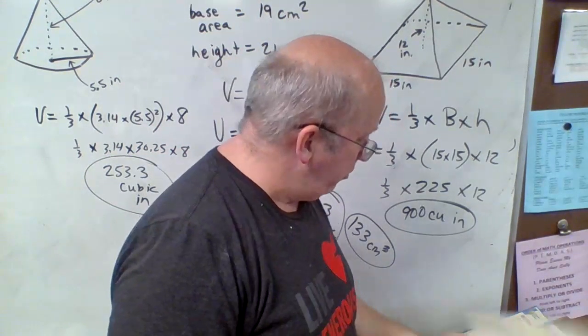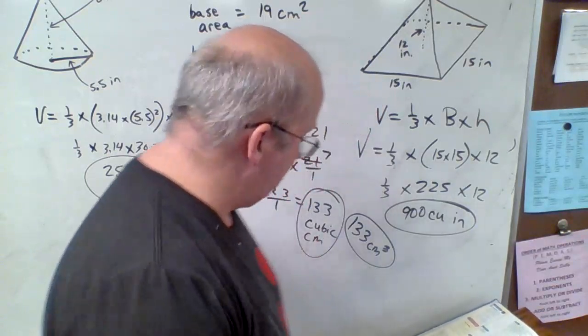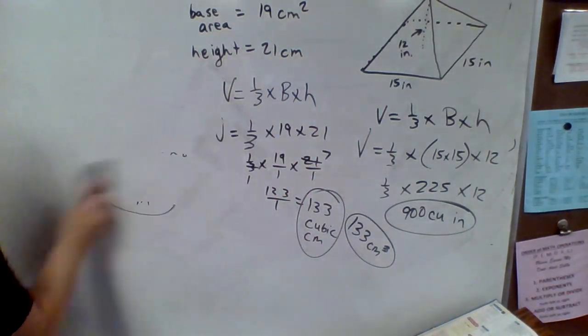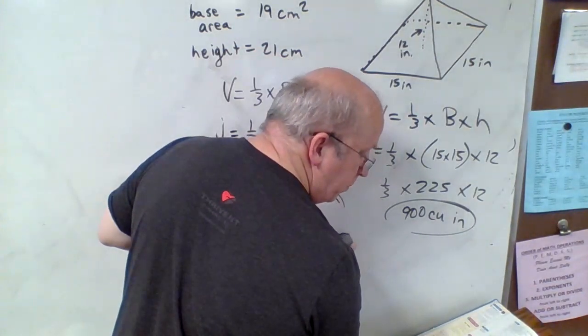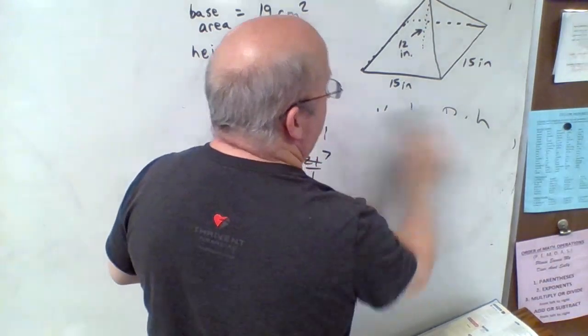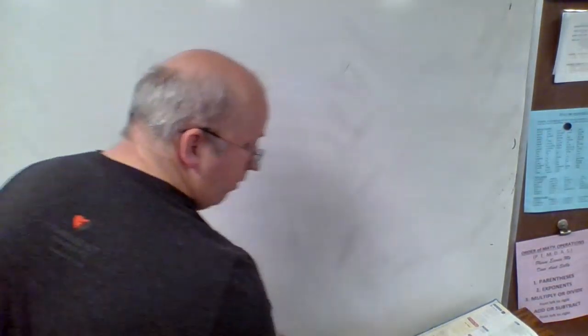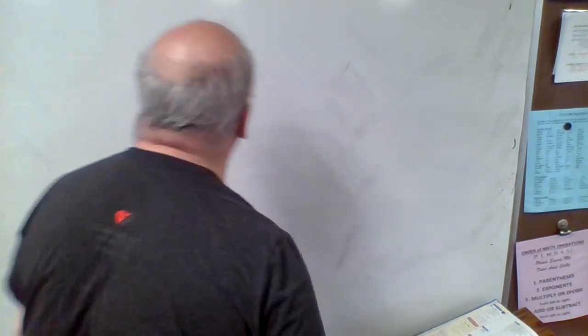Okay, let's take a look at some of the problems on the bottom of page 570. Look at number 4, please. Number 4 has a pyramid. And look at the base. What kind of base does that pyramid have? Its base is a rectangle of 5 by 4, right?